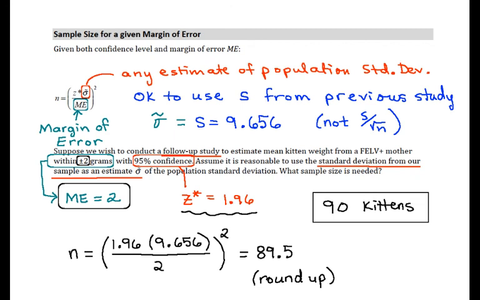So very simple formula, but again, it's mostly about knowing what this sigma tilde is, knowing where to find our margin of error, and understanding that we would use a z-star rather than a t-star in this context for the reasons we already discussed.